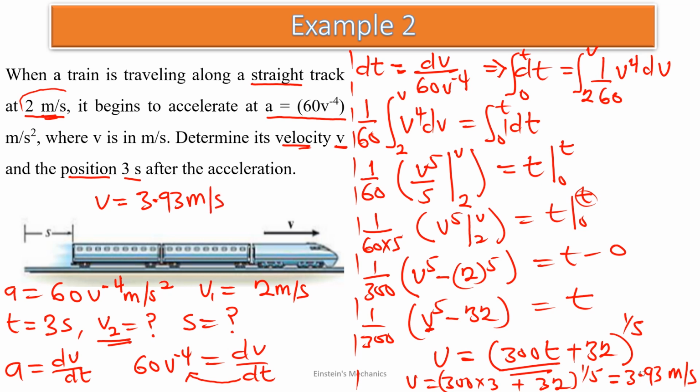Are we good? Now we are left with the position x, and we have the function of v. What do we do? We have to also integrate the function of v to get our x. So this is what we are going to get.